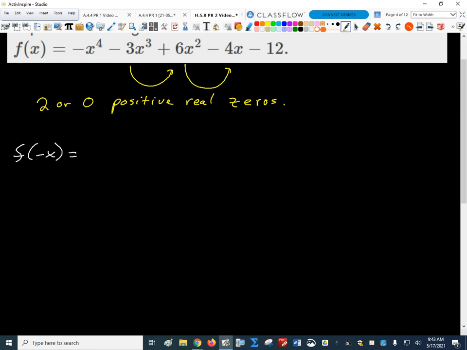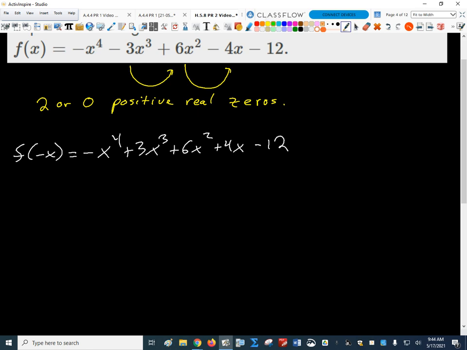You get that? Maybe I was a little unclear about that. The x to the 4th part is going to stay the same sign. When I plug a negative x in, negative x to the 4th is just equal to x to the 4th, so the first term is not going to switch signs. That one does switch, so we get positive 3x cubed. Stays the same, so plus 6x squared, plus 4x.